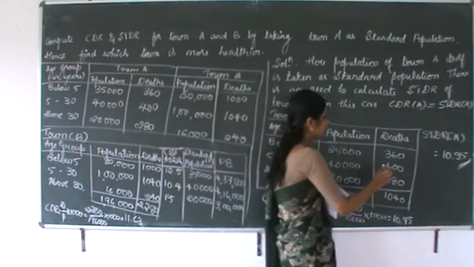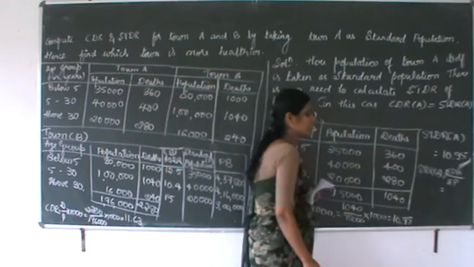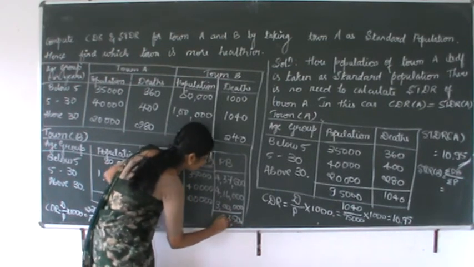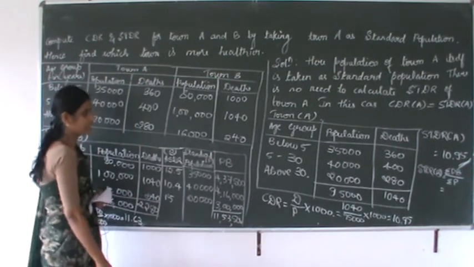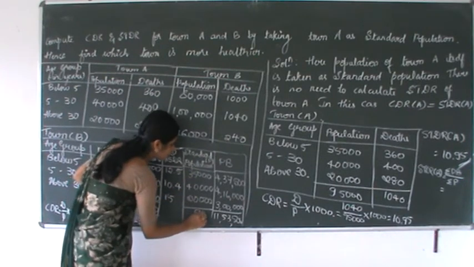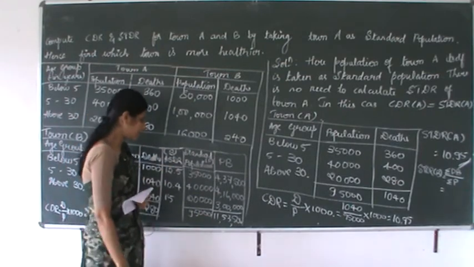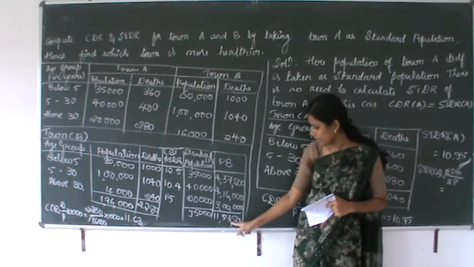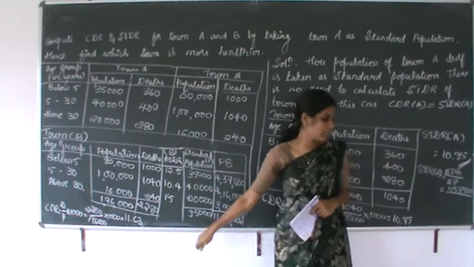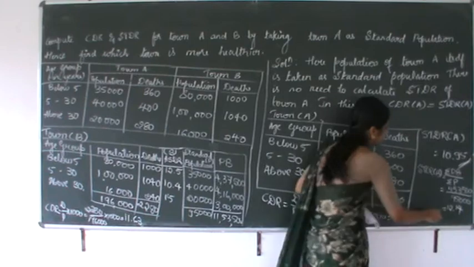Now I'll write the formula of STDR of town B. STDR of town B is equal to summation of PB divided by summation of P. So first we have to find the total of PB. This column we have to total, and it is 11,53,500. Then we need summation of P, that is the standard population total. This column total comes to 95,000. So now we can substitute the values in the formula. Summation of PB is 11,53,500, divided by summation of P, the total of standard population, which is 95,000. When you divide it, it comes to 12.14.